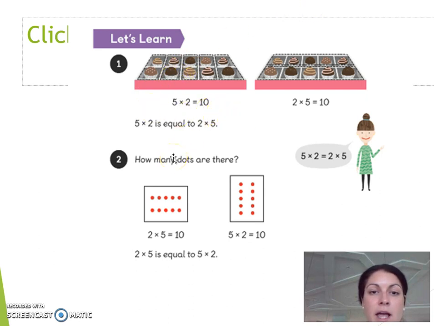And now the next one, how many dots are there? So we can count 2, 4, 6, 8, 10. So 2 times 5 equals 10. And then we have 5 times 2, 2 rows, 5 in each row. 5 times 2 is 10. And it's the exact same, they're both equal to each other.